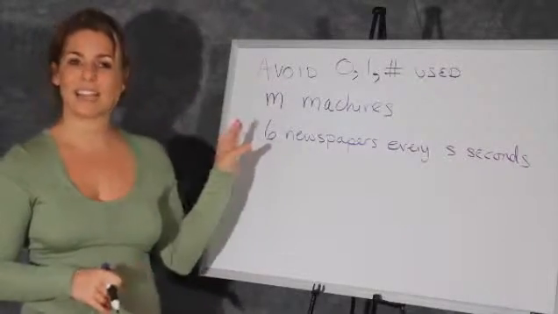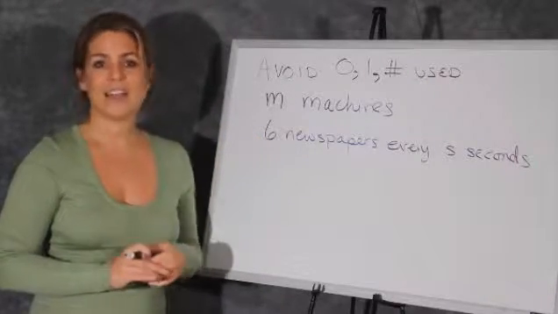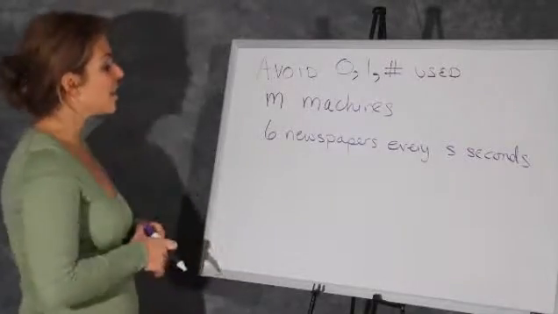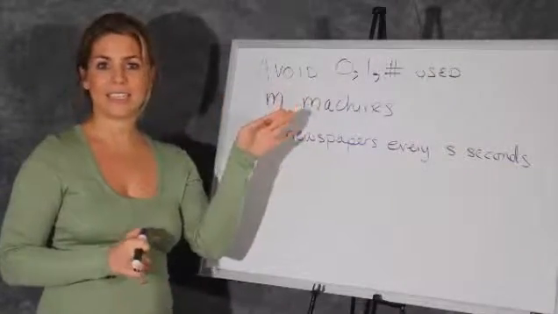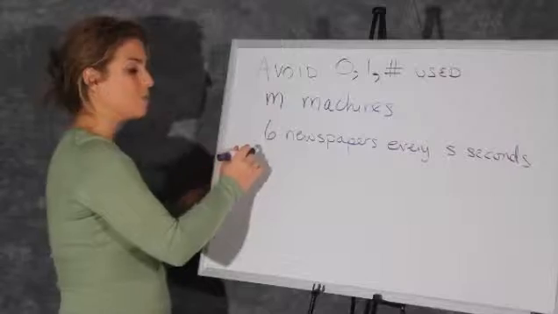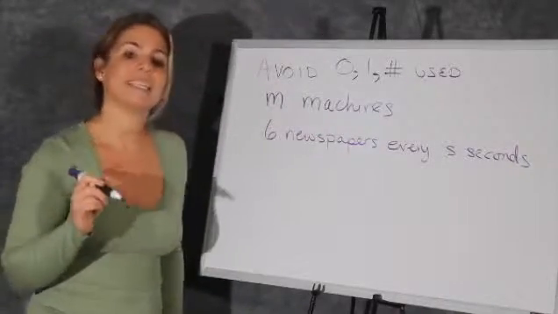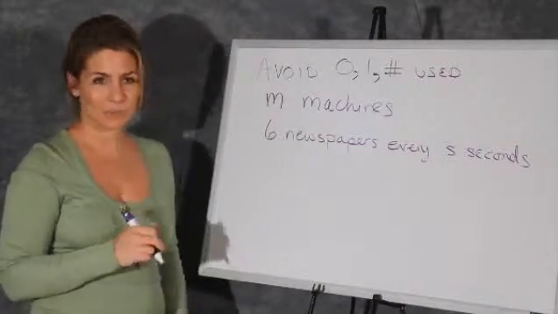So we're going to test this technique out on a word question that's involving variables. This word question says, if there is a factory that has M machines, and each of the M machines prints 6 newspapers every S seconds, how many seconds will it take to print 18,000 newspapers?